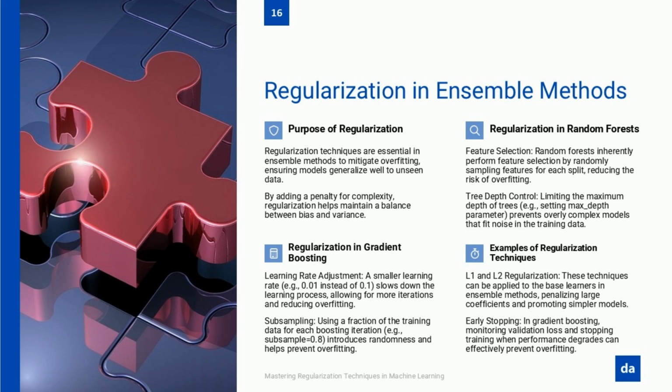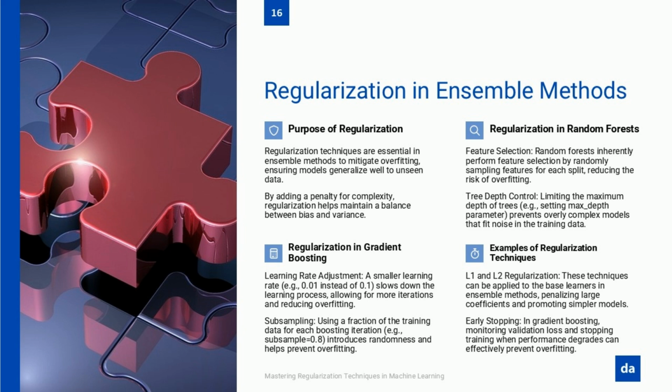Now, let's shift to gradient boosting, which includes models like XGBoost, LightGBM, and CatBoost. Unlike random forests, which train all trees independently, boosting methods train trees sequentially, where each new tree corrects the mistakes of the previous ones. This makes them incredibly powerful, but also extremely prone to overfitting. If you don't regularize gradient boosting, it keeps correcting errors to the point where it memorizes noise instead of actual patterns.